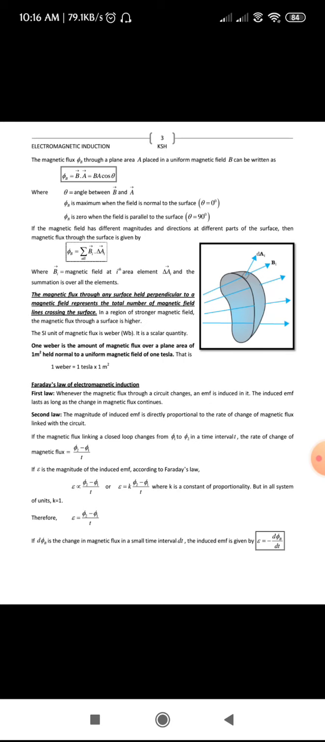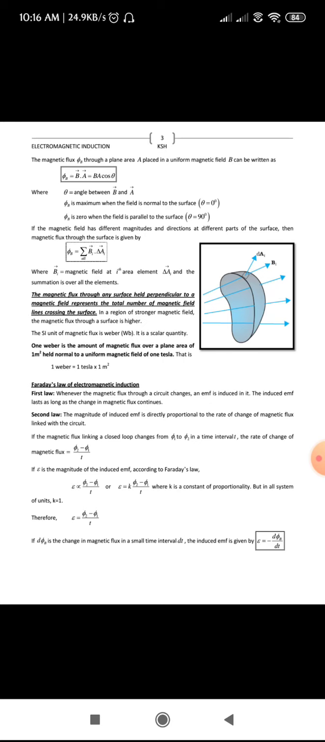In the same way we denote magnetic flux by phi subscript B, where B denotes the magnetic flux. That is equal to vector B dot vector A. Since it is a dot product, it is expressed in terms of cos. So B dot A is equal to BA cos theta, where theta is the angle between vector B and vector A. A is the area and B is the magnetic field, so theta is the angle between the two.